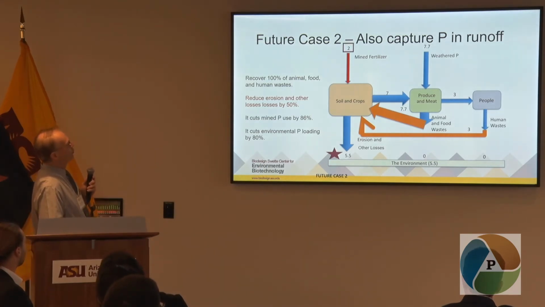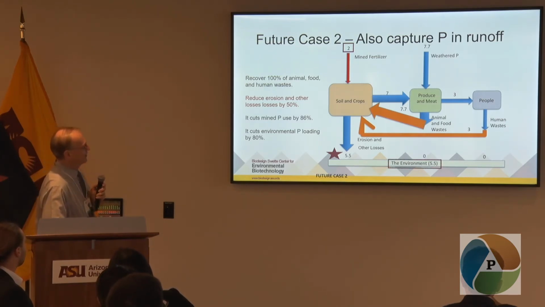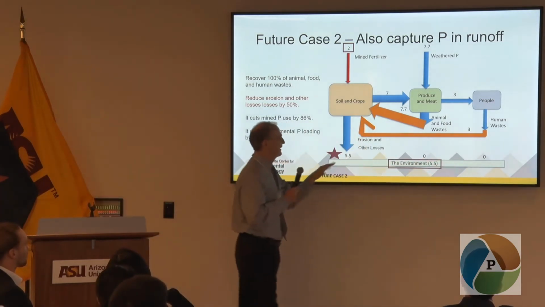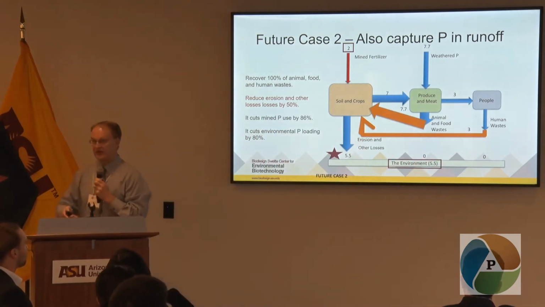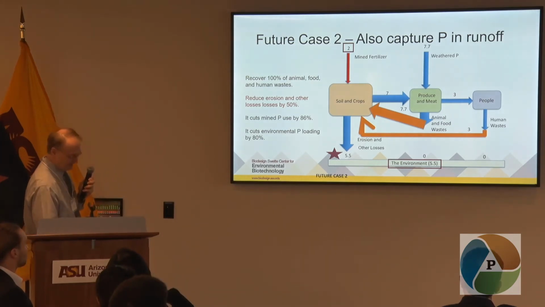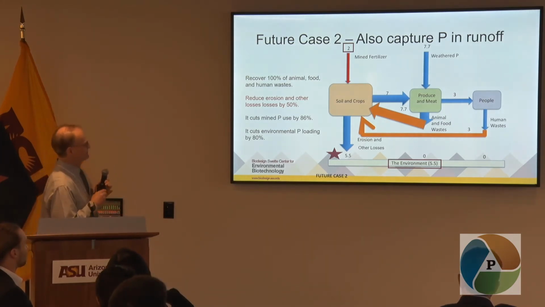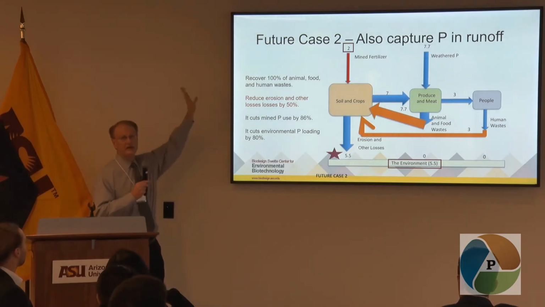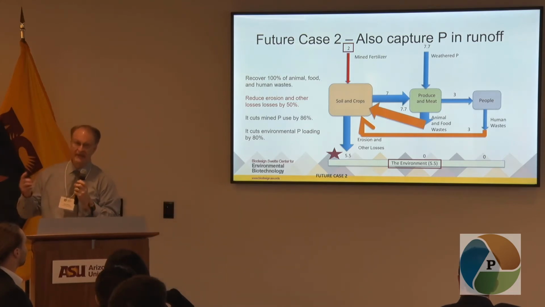And that really reduces the amount of mined fertilizer that's needed. It's just 2 up there instead of 7 point something in the previous slide. And if you look at what happens in the environment, now you've got a couple of zeros and a 5.5, and now the total input to the environment is much less. So this is about an 80% cut in phosphorus emitted to the aquatic environment compared to where we started in the very first slide. So this is a big thing.